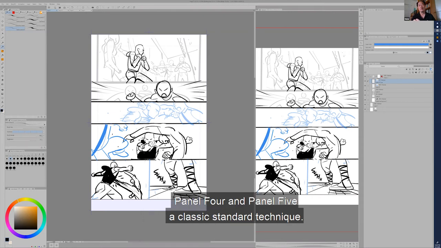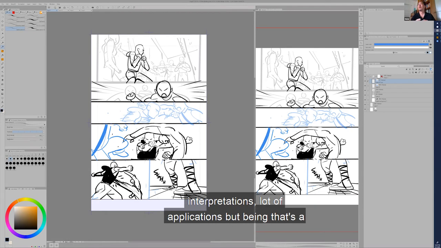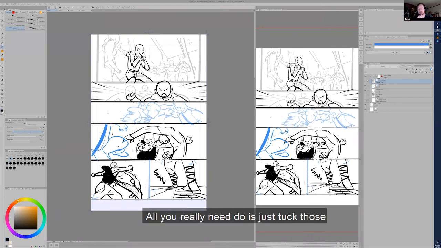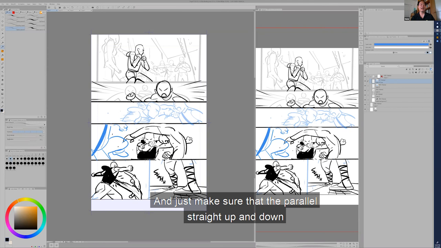The one that we're representing in panel one and panel four and panel five is a classic standard technique that has a lot of interpretations, a lot of applications, and being that it's a basic, there's a lot of formality to it. So all you really need to do is just tuck those elbows and get the forearms maybe a little bit up. Just a little higher, and just make sure that they're parallel straight up and down.